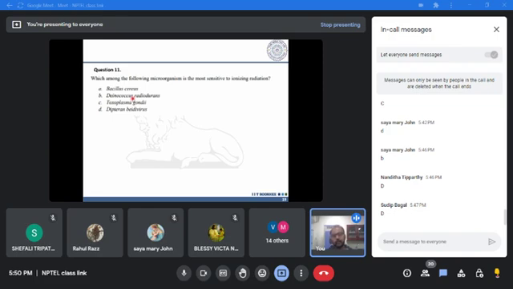And question 11 is: which of the following organisms is the most sensitive to ionizing radiation? Bacillus cereus, Deinococcus radiodurans, Toxoplasma gondii, or Dipterion viridis virus. So what is your answer? You can comment in the chat box.